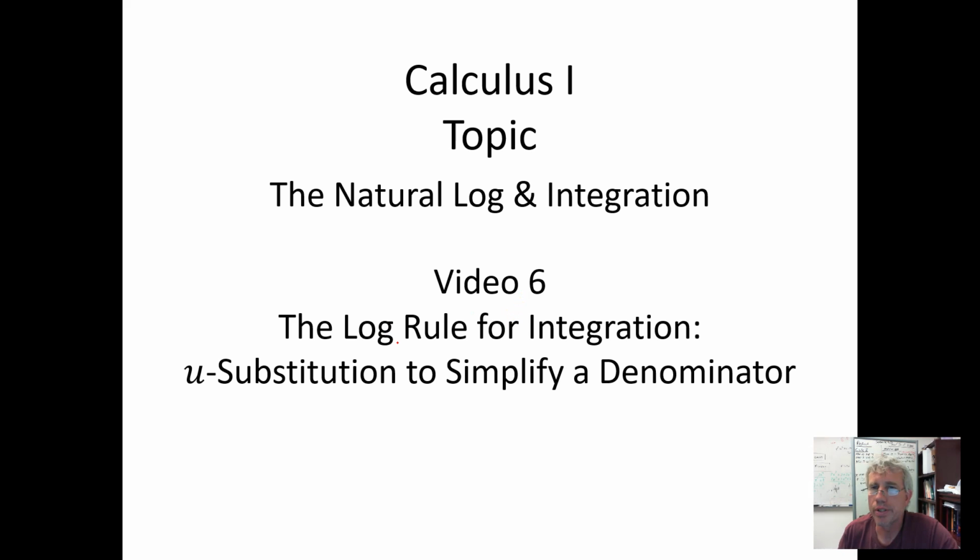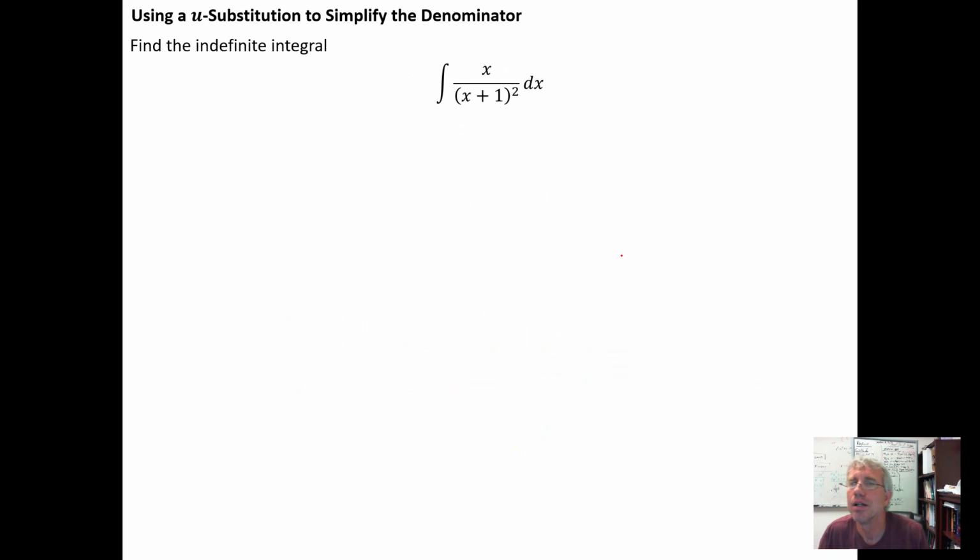In this video, we're going to look at an example of using the log rule for integration when we use a u-substitution first in order to simplify the denominator. So here I've got the integral of x over x plus 1 squared. And if we expanded the x plus 1 squared, we would have three terms in the denominator.